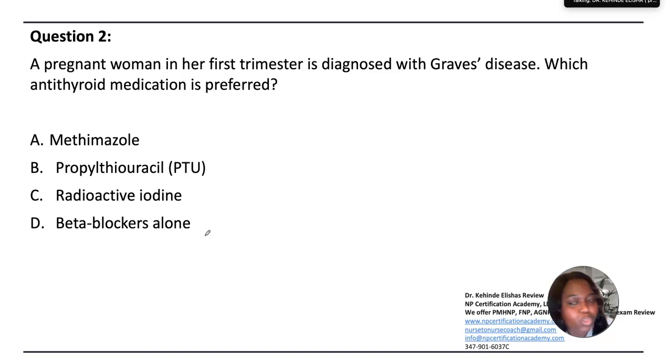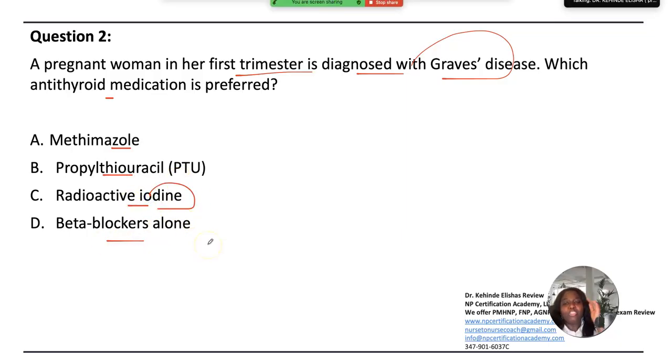All right, question number 2: a pregnant woman in her first trimester is diagnosed with Graves' disease. Which anti-thyroid medication is preferred? A, methimazole, B, PTU, C, radioactive iodine, D, beta blocker. Approach this question this way. Keywords: pregnant woman, first trimester, diagnosed with Graves' disease.